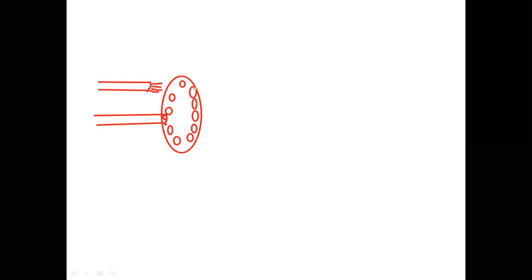At the same height, I'm placing a detector. This is a light detector. Means if the light falls on this detector, then output will be high. If no light falls on the detector, then output is low.